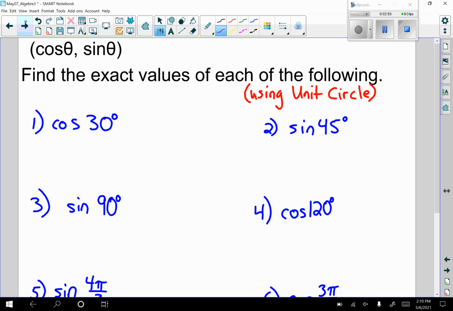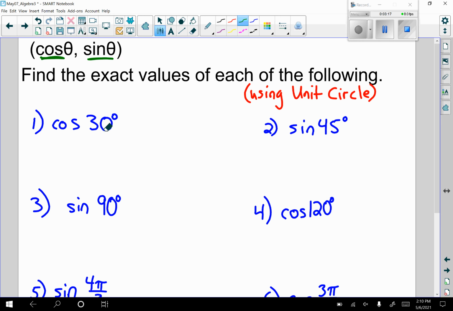All of our answers, as long as they're sine and cosine, need to be part of the ordered pairs on the unit circle. So when the directions say find the exact values of each of the following, we're using our unit circle. Remember, cosine is the first number in the ordered pair, sine is the second number. It works out this way because the radius of a unit circle is 1.